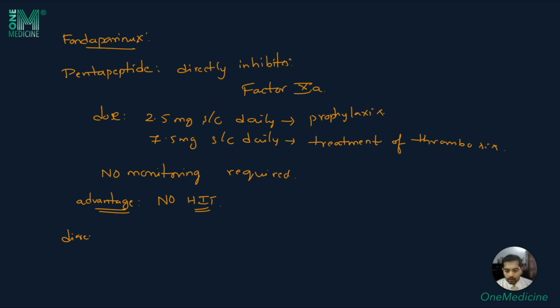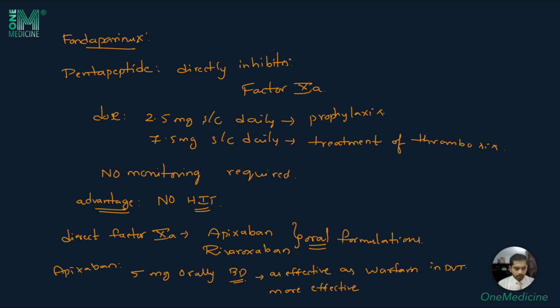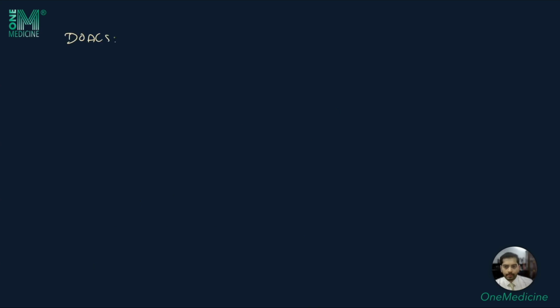Other direct factor 10A inhibitors include apixaban and rivaroxaban. Both are oral formulations. Apixaban is given in the dose of 5 milligrams orally twice daily. It is at least as effective as warfarin in DVT and more effective in prevention of stroke in atrial fibrillation. The next anticoagulants are DOACs or direct oral anticoagulants.